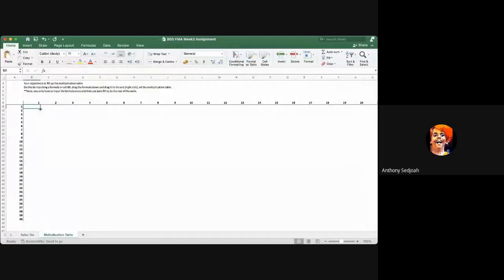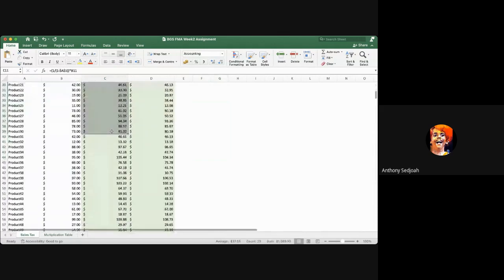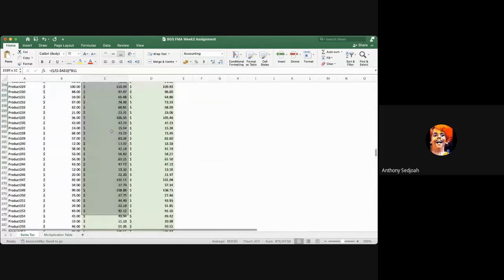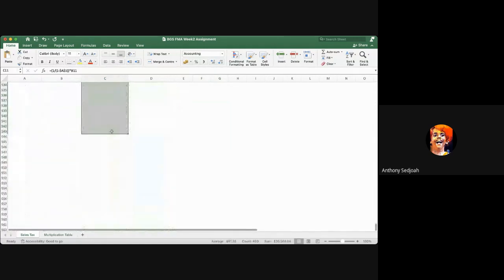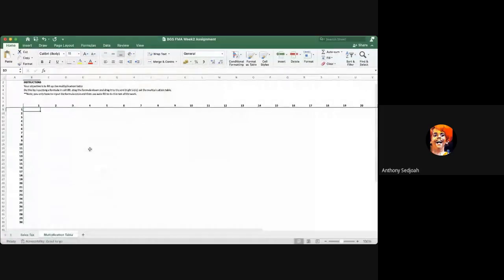Sometimes you don't need to drag down. I told you that you can double click on the arrow here. I even did it when we were doing the sales tax. Let me show you something. When we were doing the sales tax, I didn't drag till the very end. I just did the first one, and then when I brought my cursor over, I double clicked on it. You see, I didn't have to drag. So if you want a shortcut, maybe you can use that.